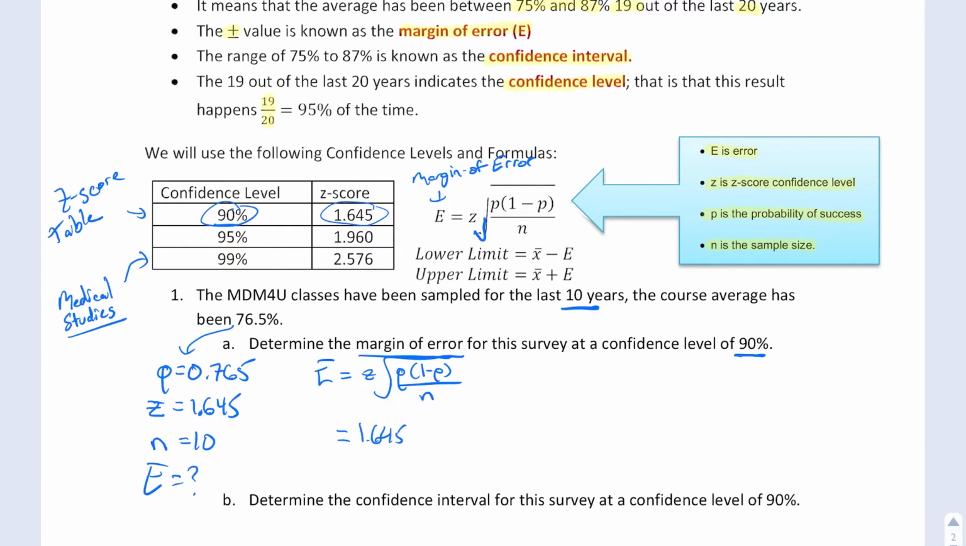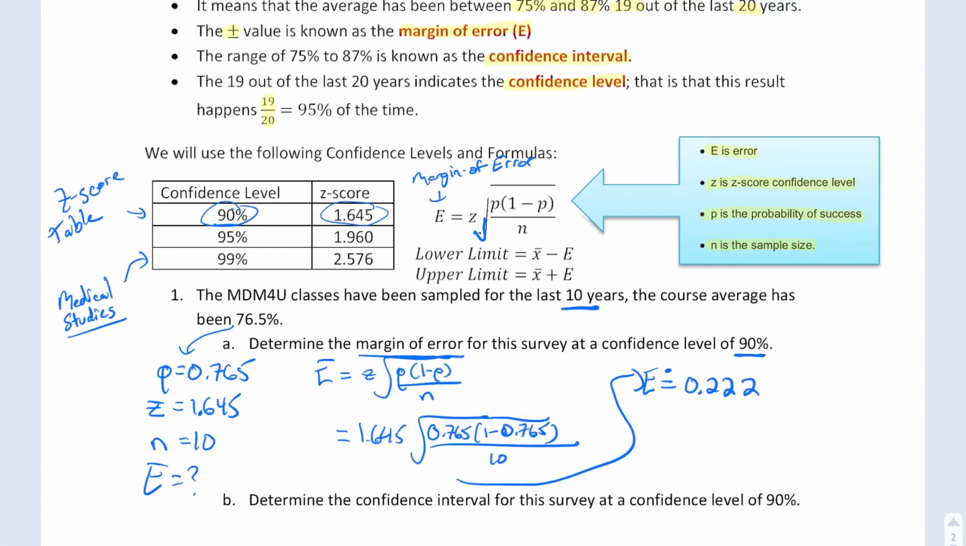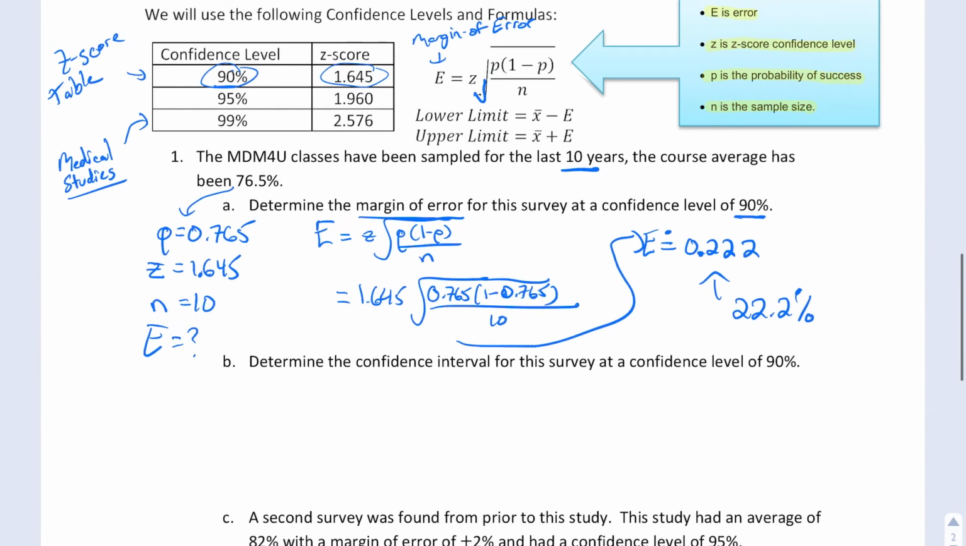and in stats, there's often a lot of just subbing values into formulas, but you need to know which formulas to use. And so you can work this out, and I would try to do that because it is a bit tricky, especially with the root. But it comes out to approximately, so my E is approximately 0.222. And so this is equivalent to 22.2%. And so my margin of error is 22.2. So that means I'm going to go above and below 22.2%.